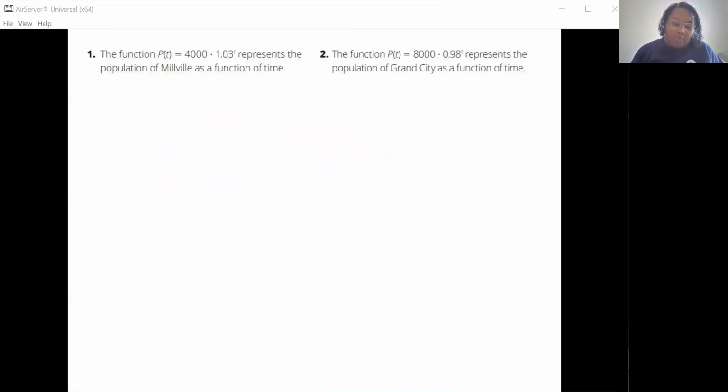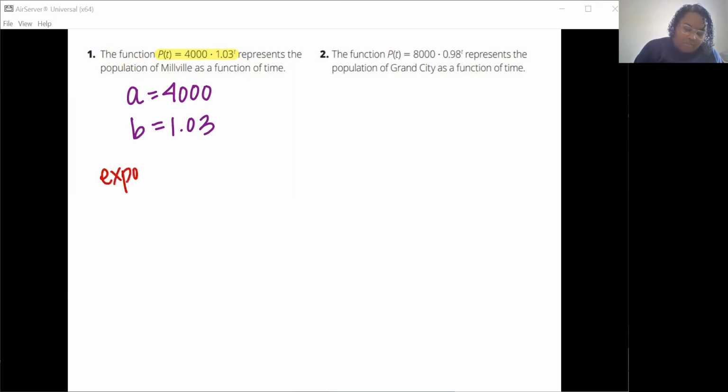For number 1 here, we're looking at the population of Millville, and we are given the function p of t equals 4,000 times 1.03 to the power of t. For this particular problem, our a value is 4,000, and our b value is 1.03. Remember that a is simply our initial value. It has no bearing on whether this is exponential growth or decay. However, our b value will tell us that. Because the b value here is greater than 1, this is an example of exponential growth.